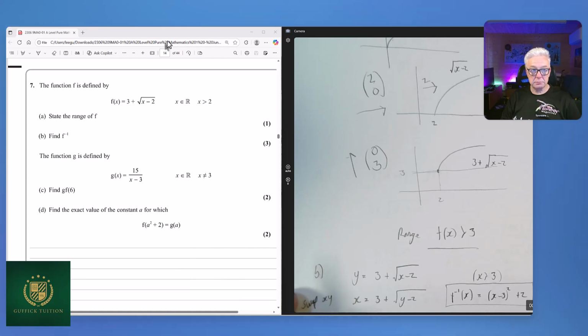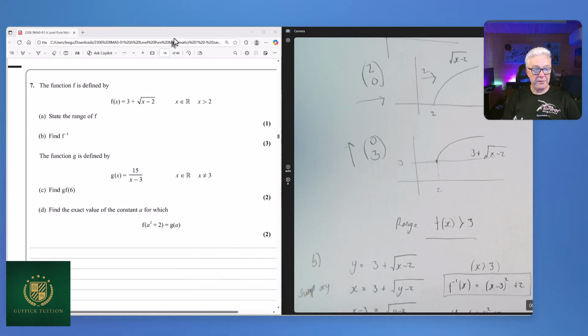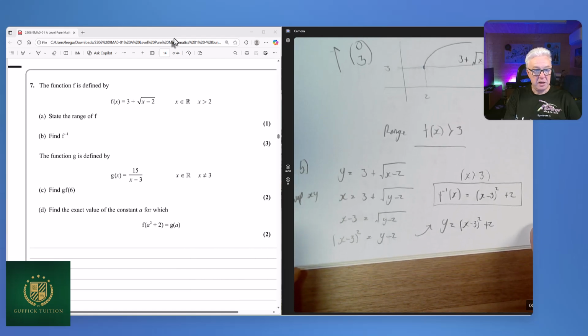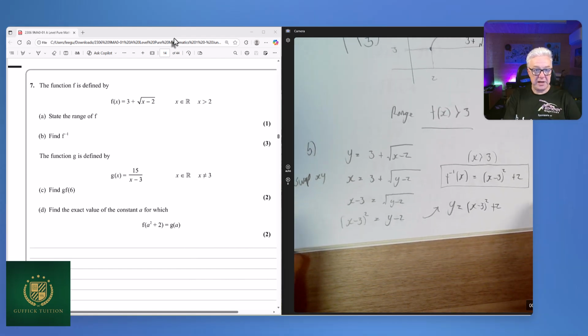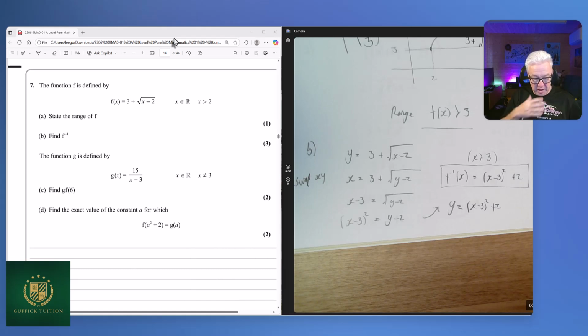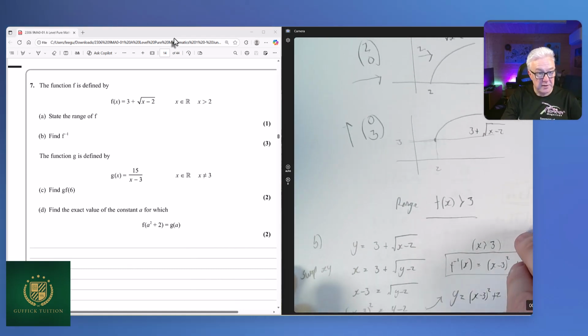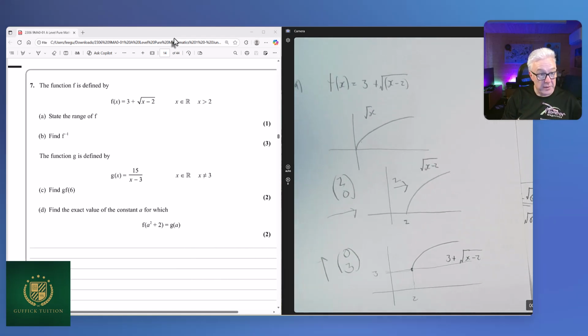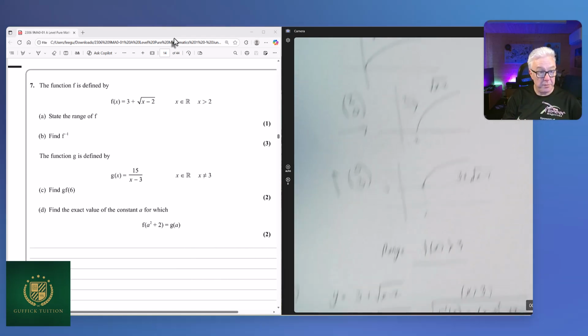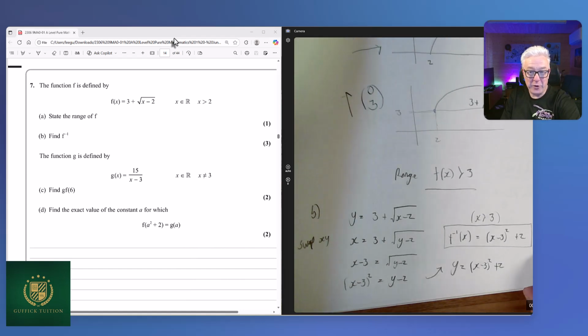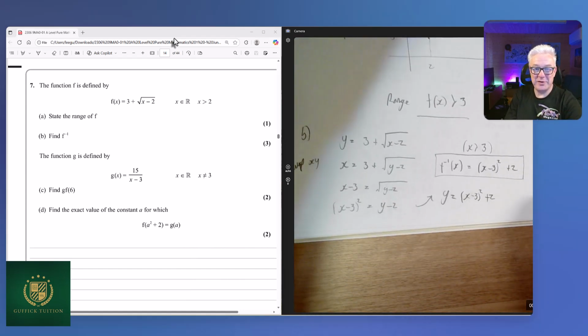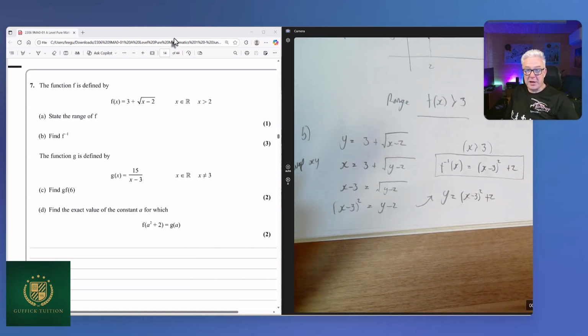Part B, it says the function g is defined by g of x is equal to 15 over x minus 3. Find out what f of g of 6 is. So f of g of 6. Now, whereabouts have I done f of g of 6? Let's have a look at this. Oh, here we go. Actually, sorry, part B, first of all, is find the inverse. I thought I was getting confused. Part B, we've got to find the inverse first. Okay, so part C is coming after part B.